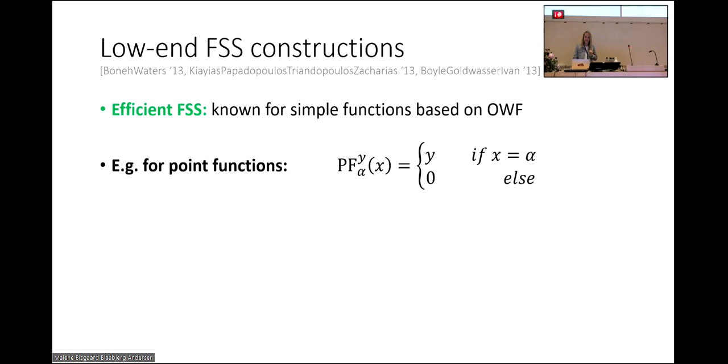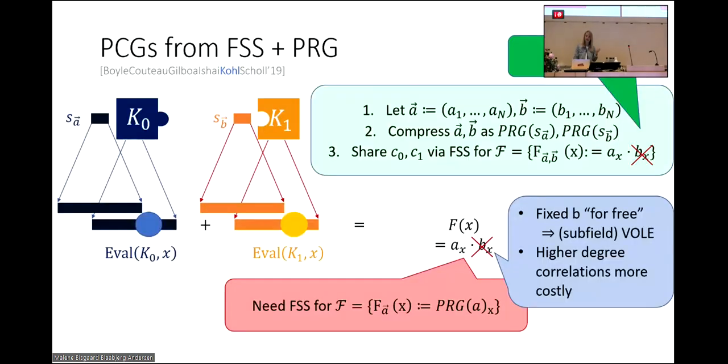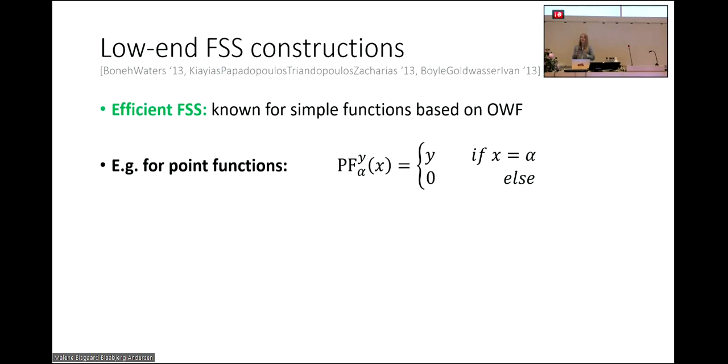And so, efficient function secret sharing. We have to look at what efficient function secret sharing schemes we know. And an efficient function secret sharing we know is, for example, point functions. Point functions are very simple functions. They're just non-zero at one point and zero everywhere else.